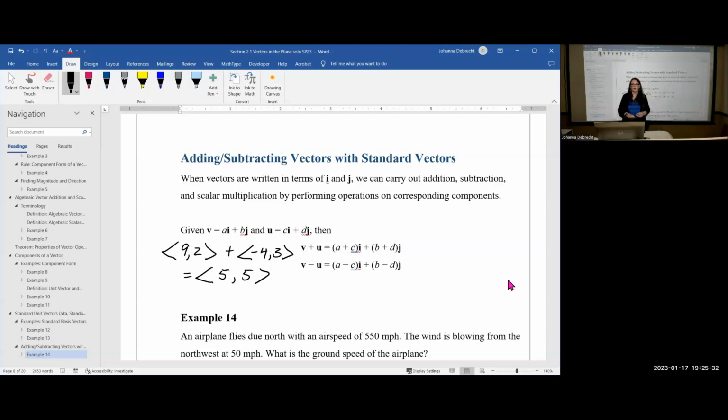You may go, no, that can't be right. Try it and see. The vector that terminates at 9, 2, and then the vector that terminates at -4, 3, if you translate this one to the terminal point of this one and connect the triangle, you'll get 5, 5, right? I know that sounds crazy, but that's what you're going to come up with.